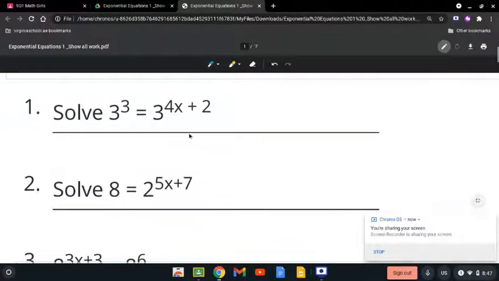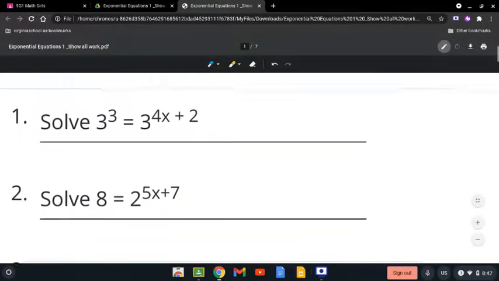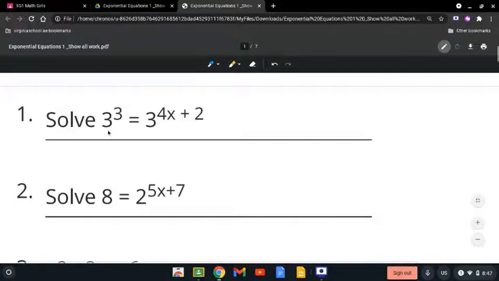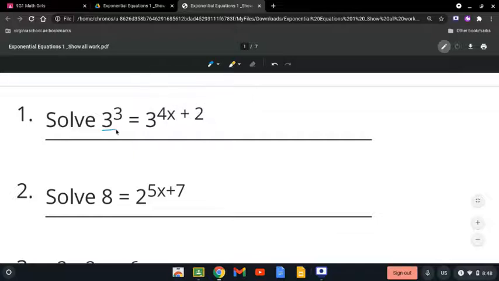Exponential equations. Question number 1. Solve 3 to the power of 3 equals 3 to the power of 4x plus 2. So here, when you want to solve an exponential equation, the first thing you're going to look at is the base numbers. So we have 3 on this side and 3 on the other side. If both base numbers are the same, then the exponents always have to be the same.